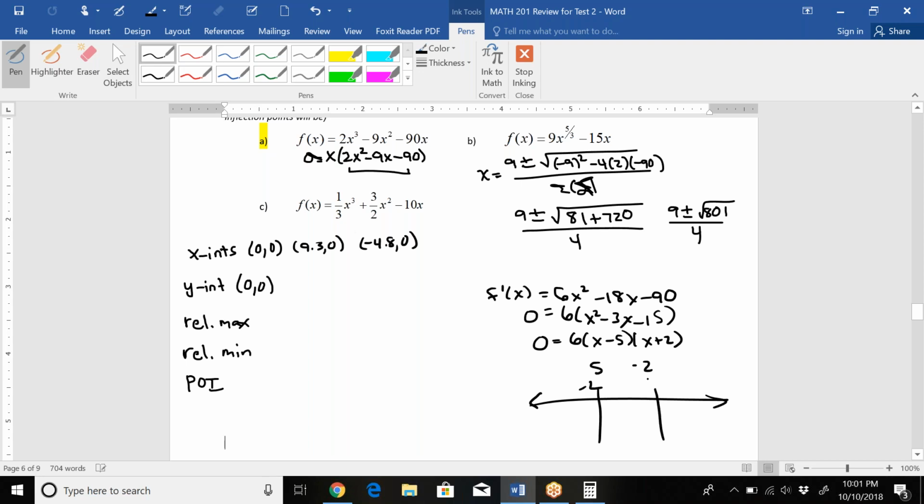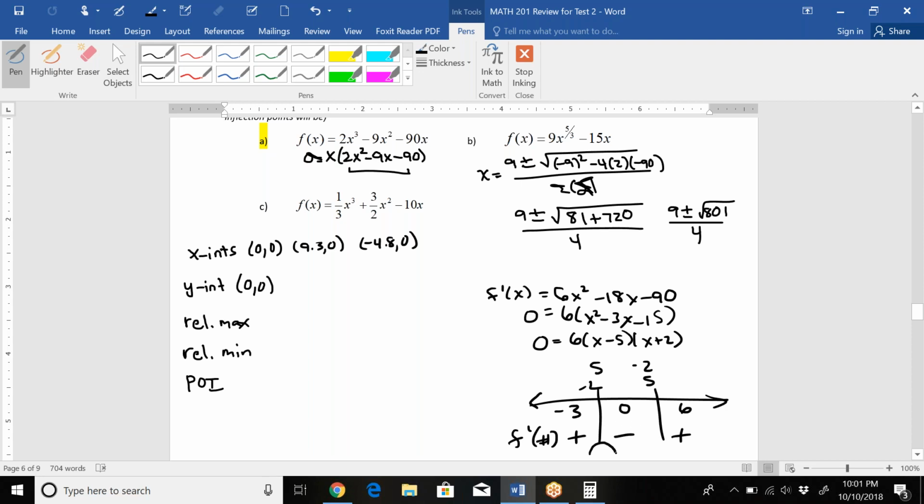So negative 2, 5, put them in order from least to greatest. So I'm testing negative 3, 0, and 6 into my first derivative. So you can go right here. This is going to be negative 8 and a negative 1. So two negatives multiplied together make a positive. 0 will make negative 5 and 2. And of course, there's a 6 out front, but it's positive. So that's going to make a negative. 6 minus 5 is positive. 6 plus 2 is positive. So that's going to be a positive.